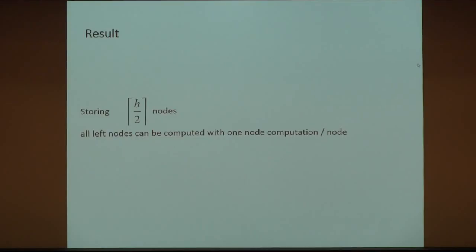And so by providing storage for these nodes, so right child nodes of left child nodes, we can actually compute every left node with just one hash function call. And it turns out in total we just need to provide storage for h over 2 nodes, because that's the maximum number of such nodes that we have to keep in storage.